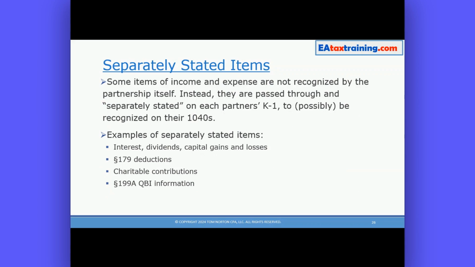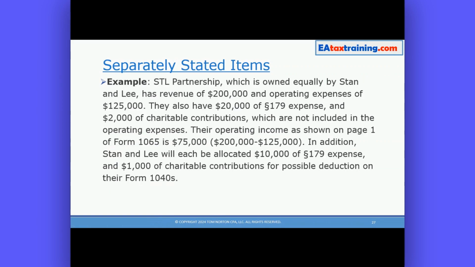Back in part one, we talked about that QBI deduction. So the information in order for the partners to take that QBI deduction will be separately stated on the K1. And again, those are just examples. There are many other things that will also be separately stated on the K1. So let's look at an example.